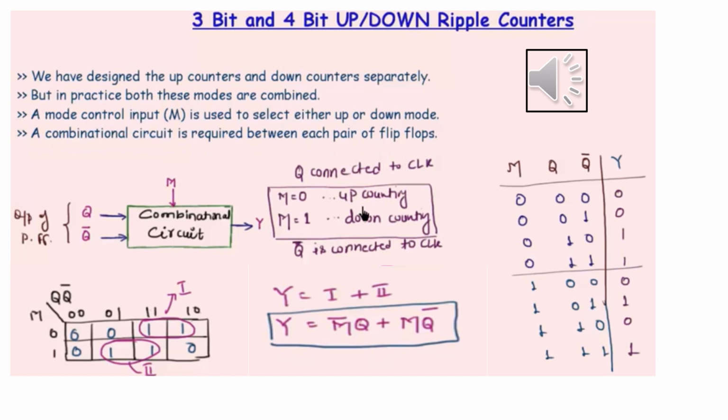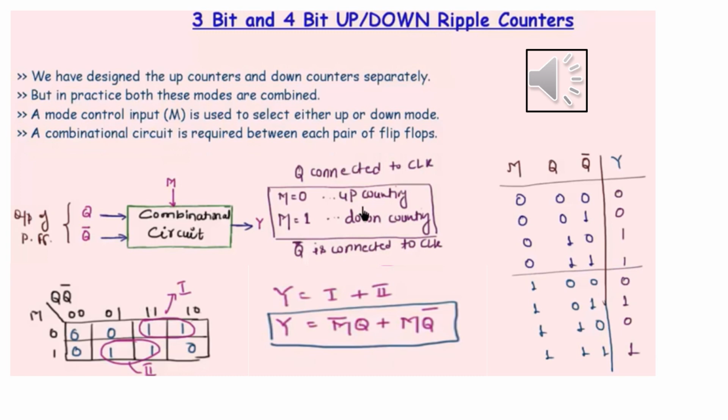So if my M value is equivalent to 0, I can say that is my up counting mode. If M value is equivalent to 1, we can say it is the down counting mode of the flip-flop. And I can say when M equal to 0, Q should be connected as clock pulse to the next flip-flop. If M equal to 1, Q bar should be connected as clock pulse to the next flip-flop.